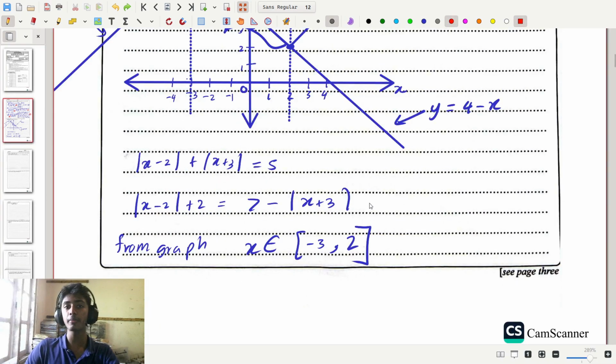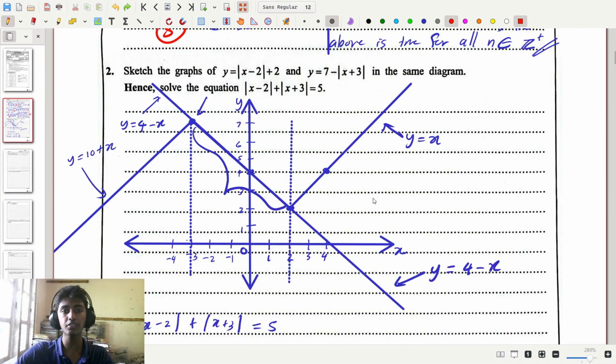Finally, if we consider the marks involved here, for the first graph's first part, the y equals absolute value of x minus 2, plus 2 graph's first part, on the right hand side, as in the y equals x bit, starting from x equals 2 and going upward, you get 5 marks. For the other part of this graph, y equals modulus of x minus 2 plus 2, that goes to the left of x equals 2, you get another 5 marks.